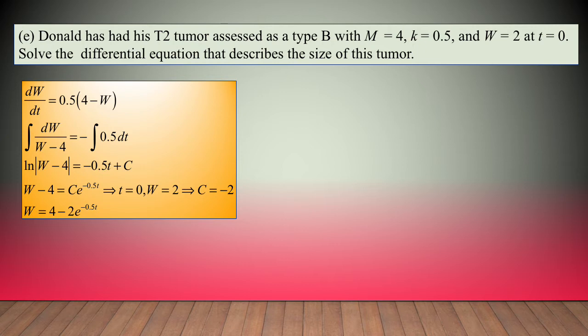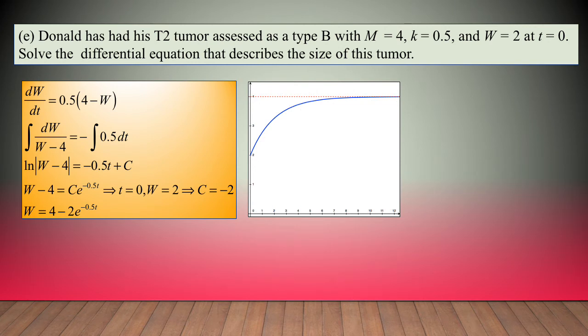We get dW over W minus 4 equals negative 0.5 dt. Note that we change the order of 4 minus W and write it as W minus 4 and put a negative sign on the right side because it is easier to integrate. This gives us the natural log of the absolute value of W minus 4 equals negative 0.5t plus c, or W minus 4 equals c e to the negative 0.5t. And when t equals 0, W equals 2, meaning that c is equal to negative 2. So our solution is W equals 4 minus 2e to the negative 0.5t.